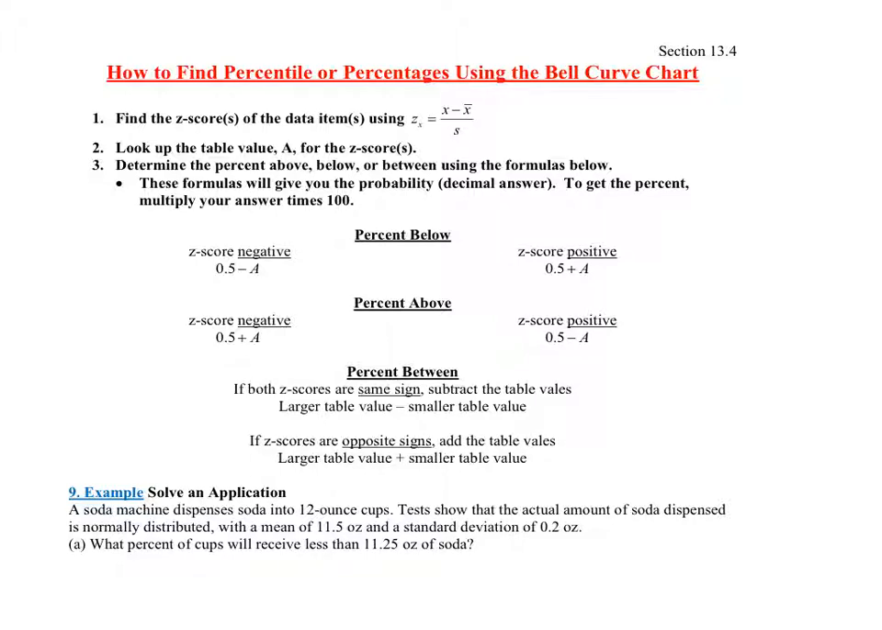So the first thing you need to do is determine what is the question. Do they want to know the percent or amount below? Do they want to know the percent or amount above? Or do they want to know the percent between? Okay, so they're going to be asking one of those three questions. Then I want you to look at your z-scores, if your z-score is negative or positive. And those are going to be different cases every single one of those times. So you got to be very, very careful with this.